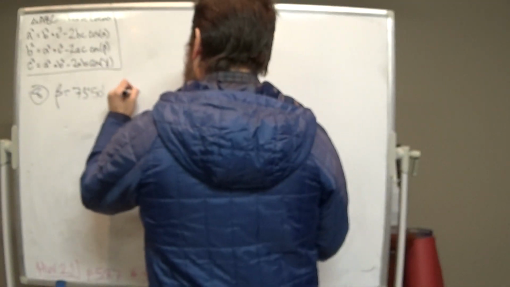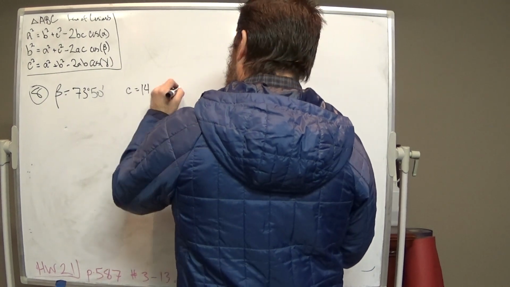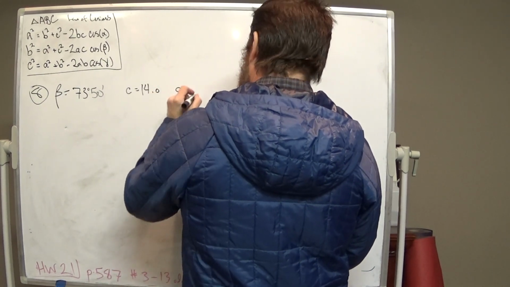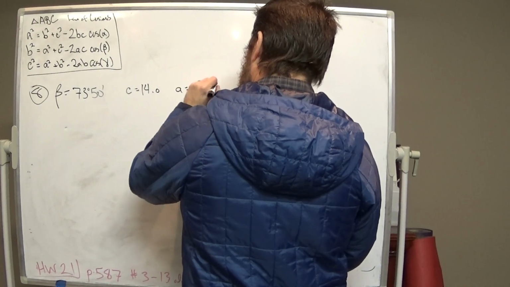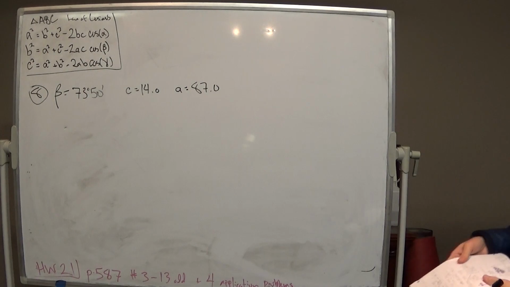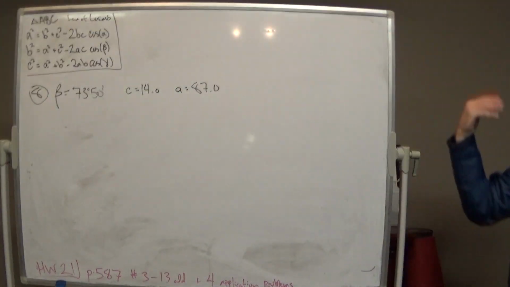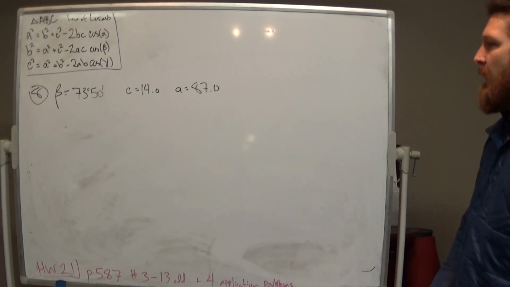And so c equals 14.0, and a is equal to 87.0. And we want to solve the triangle. All of these assume triangle ABC, so beta is opposite b, etc., etc. And now we need to do this.